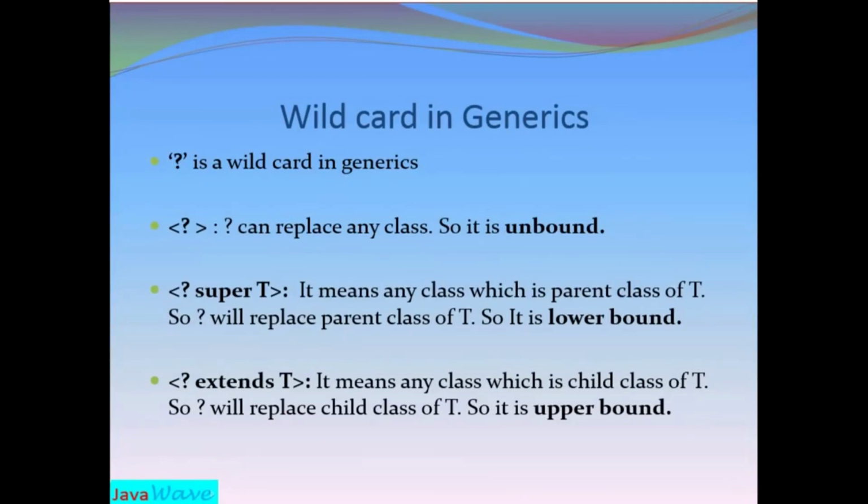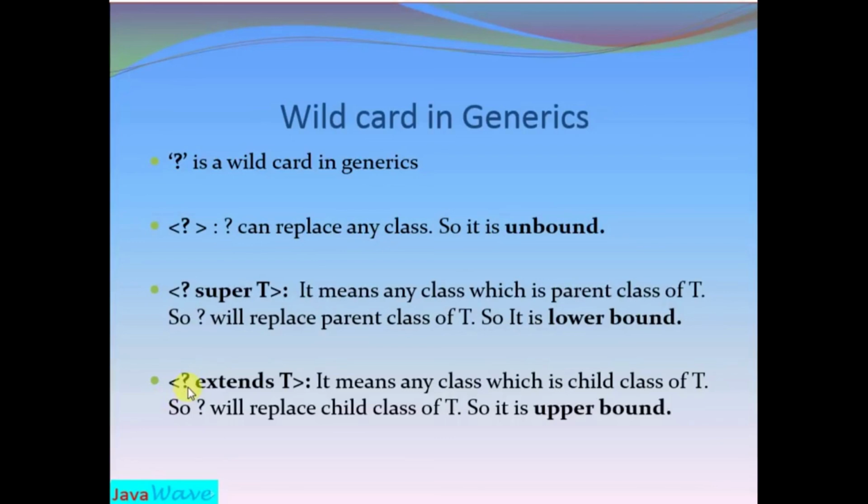So there is one wildcard also available in generics, which is the question mark. Question mark is considered a wildcard in generics. If I am keeping the question mark in this way, it can replace any class, so it is an unbound generic way. Similarly, if I am writing question mark super any class name, it means any class which is a parent of class T, and the question mark will replace the parent class of class T. So it is lower bound.